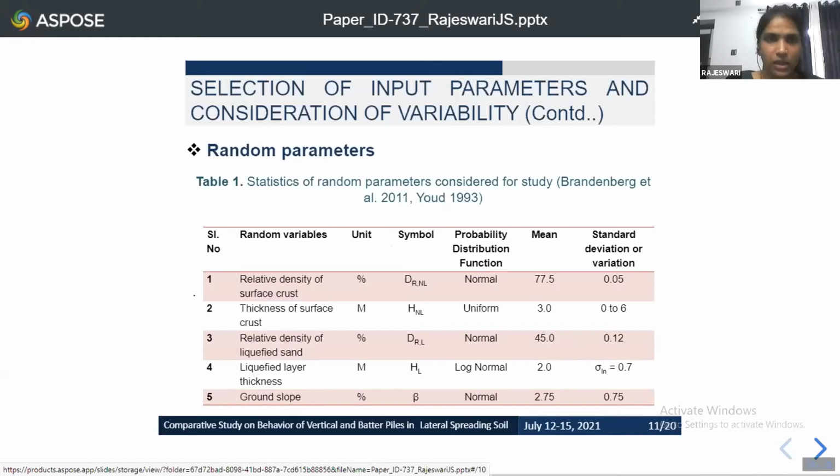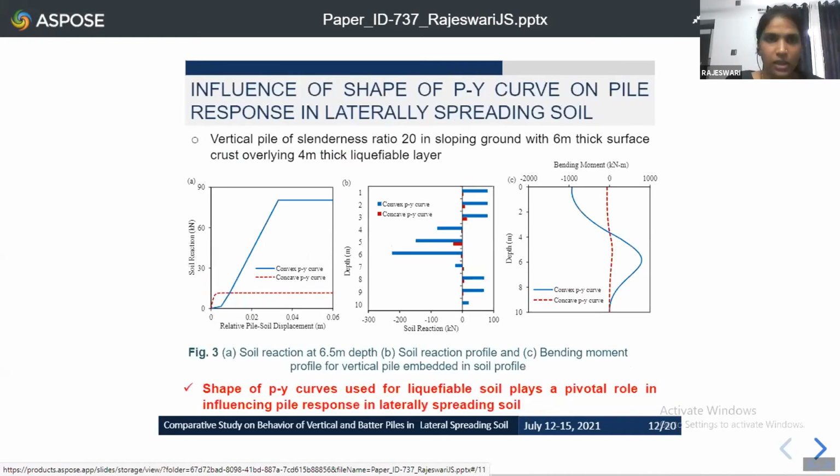Proceeding to the probabilistic study, we first investigated the influence of shape of PY curve on the pile response in the soil. For this, we considered a vertical pile of slenderness ratio 3 embedded in a sloping ground with 6 meter thick surface crust overlying a 4 meter liquefied layer.